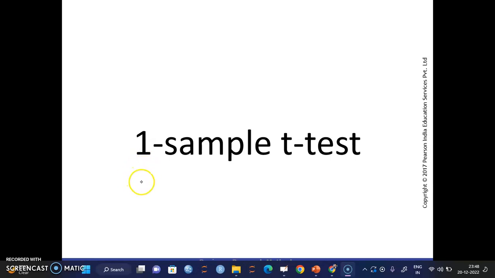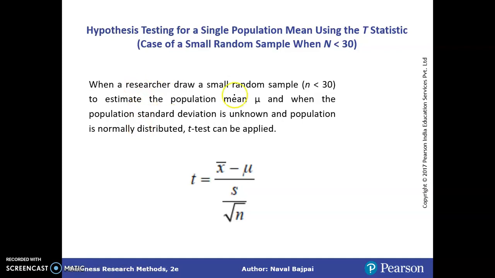Now let's discuss one sample t-test. Like we have done with the z-test, the calculations are almost the same for a one sample t-test. We use a one sample t-test when the sample size is less than 30 and the population standard deviation is not known. So what you have to do in a t-test is use the sample standard deviation.